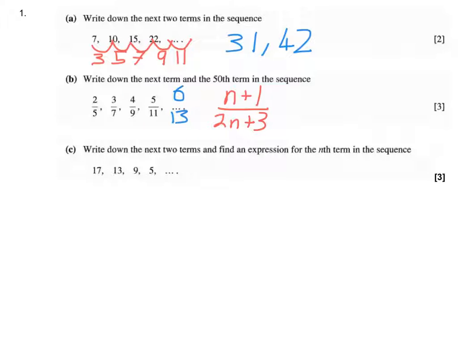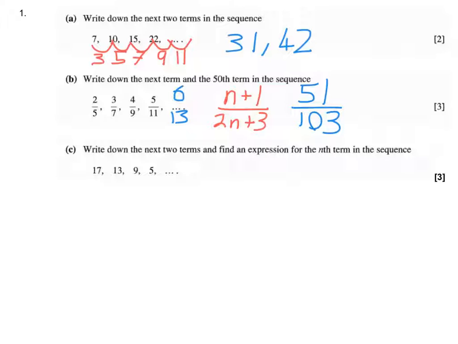So to find our 50th term, we just need to sub n is 50 into this. So our numerator will give us 50 plus 1, that's 51. And our denominator will be 2 times 50, that's 100, plus 3, so 103.